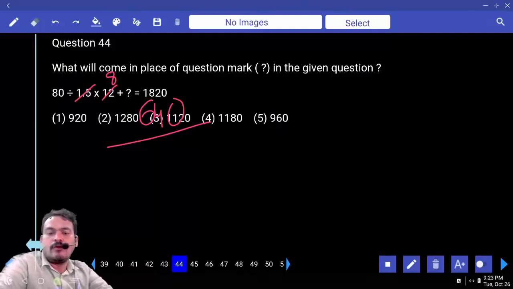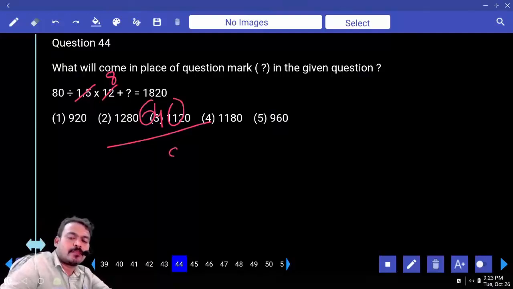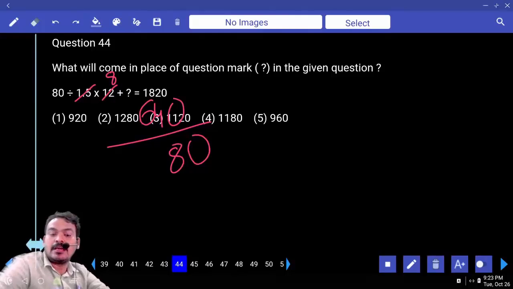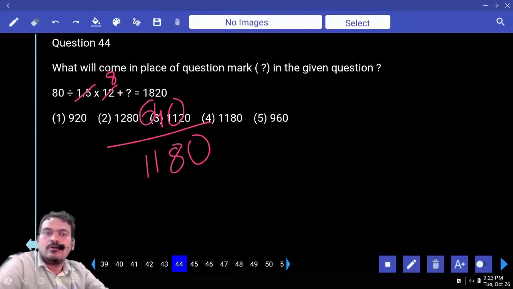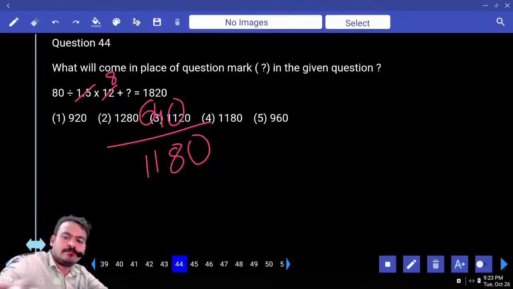1820, or not? 120 minus 40 is 80. 17 minus 6 is 11, or not? The answer is 1180.